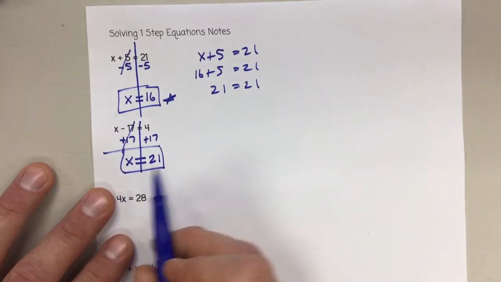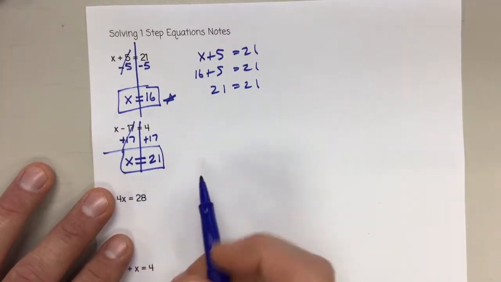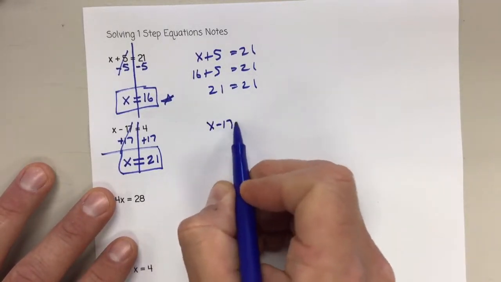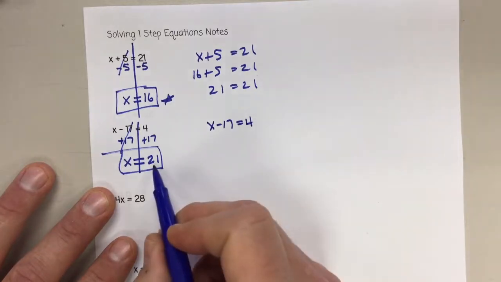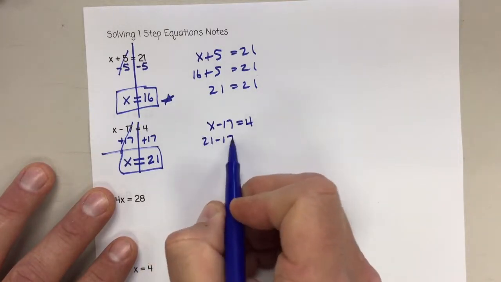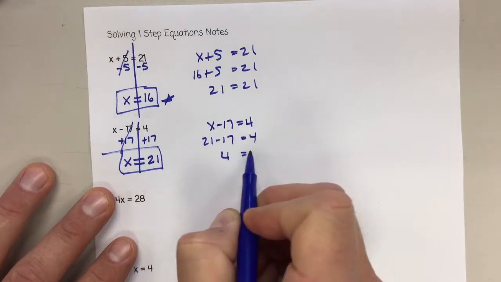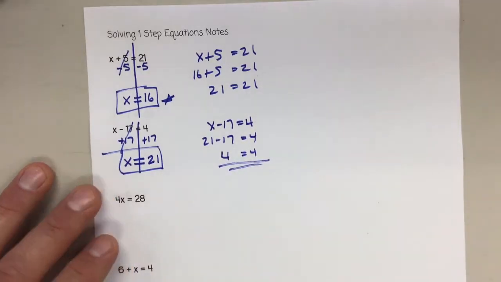Now, it's customary to put a box around your answer just to highlight it so that people can find it easily. But again, I could plug that into the equation to make sure I'm correct. So I plug 21 for x, and 21 minus 17 is 4. So I am right.